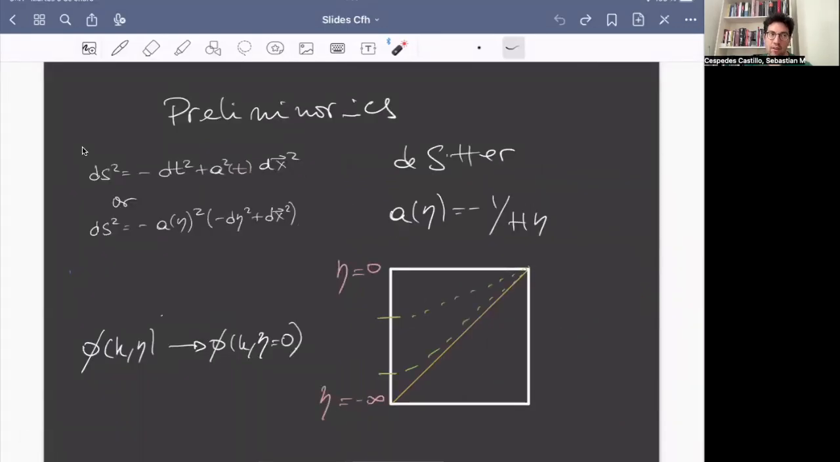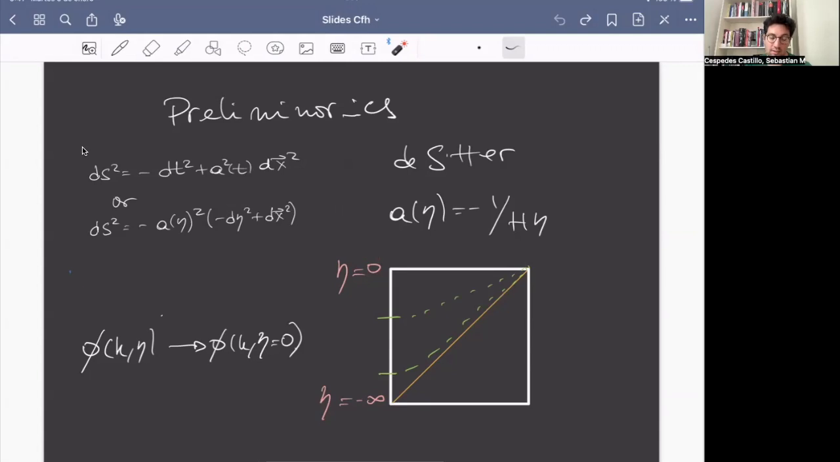We're gonna look at FRW metrics, which are close to being de Sitter. By that I mean that the scale factor is given by 1 over H eta, where eta is a conformal time that runs from minus infinity in the past towards 0 in the future. This will imply that the scale factor was very small in the past and keeps growing towards the future.